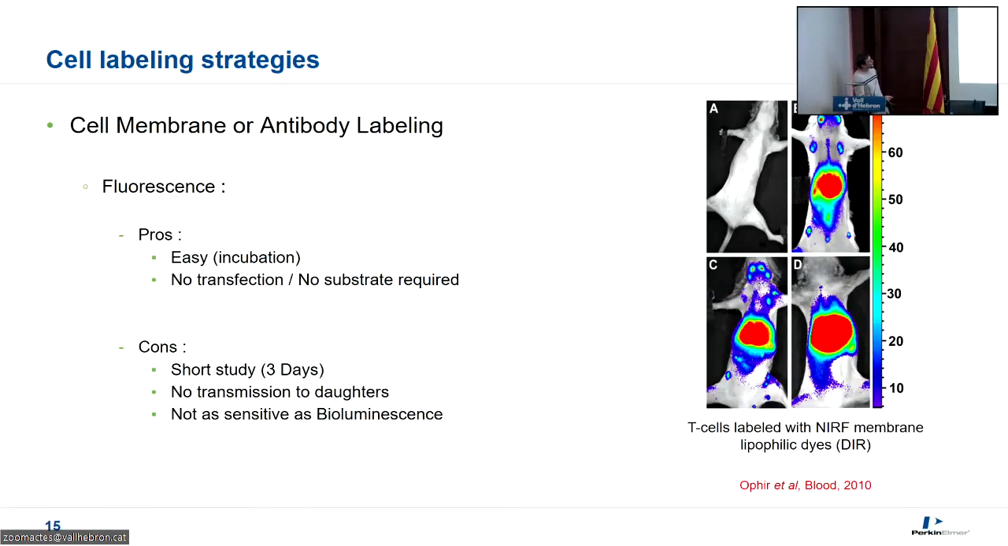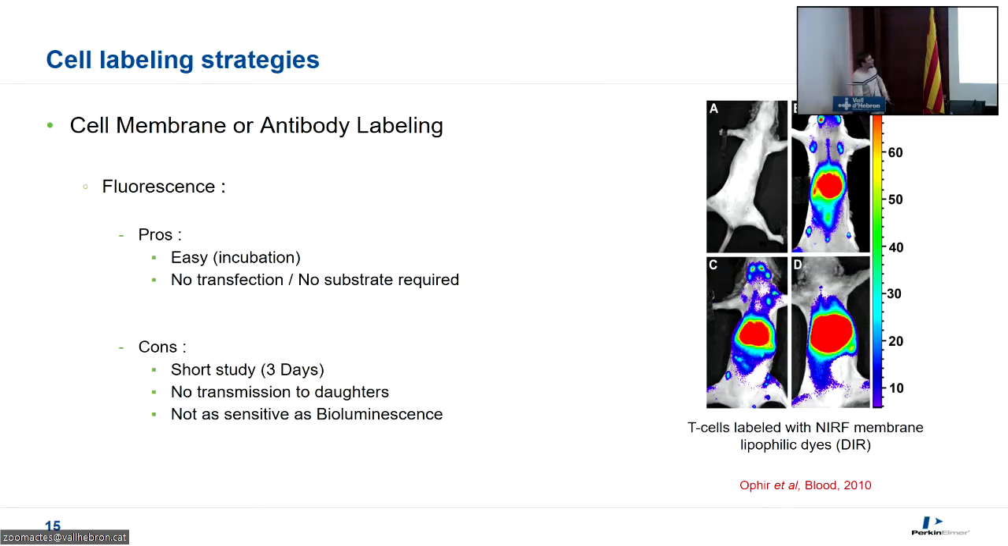There is another approach. If you don't want to use a gene reporter technique, we can also just incubate your cells of interest with a lipophilic dye. So we are just going to do the staining of the membrane, and this could be used in order to follow your cell population. The good thing is that it's pretty easy to do. You just have to put your cells in touch with this agent for a couple of minutes, let's say half an hour incubation. So very easy, cost effective. We don't need to do any transfection. There is no need to inject any substrate.